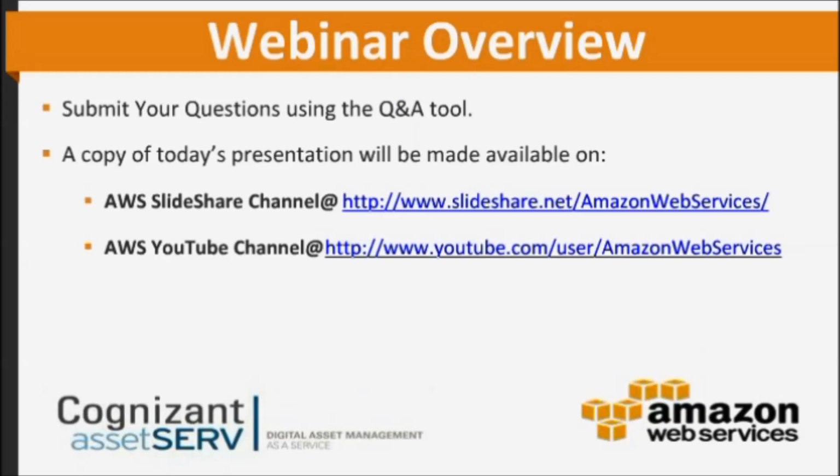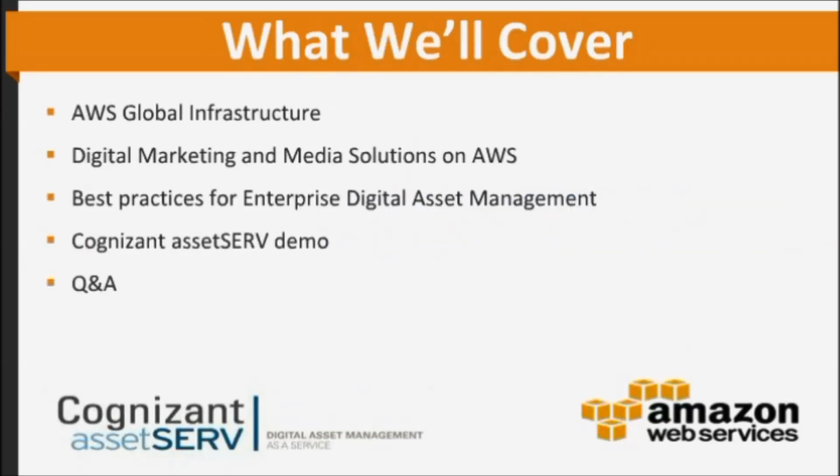We've got a great lineup for you today. We're pleased to partner with our premier consulting partner, Cognizant, today. We're joined by Jitin Agarwal, who's the CEO and venture leader with assetSERV and Cognizant, as well as Mark Ramberg, who's our AWS Media Strategist and Business Development Manager. Mark and Jit will share with you some best practices and solutions to managing your digital and marketing assets on AWS. So without further delay, I'd like to turn it over to you, Mark.